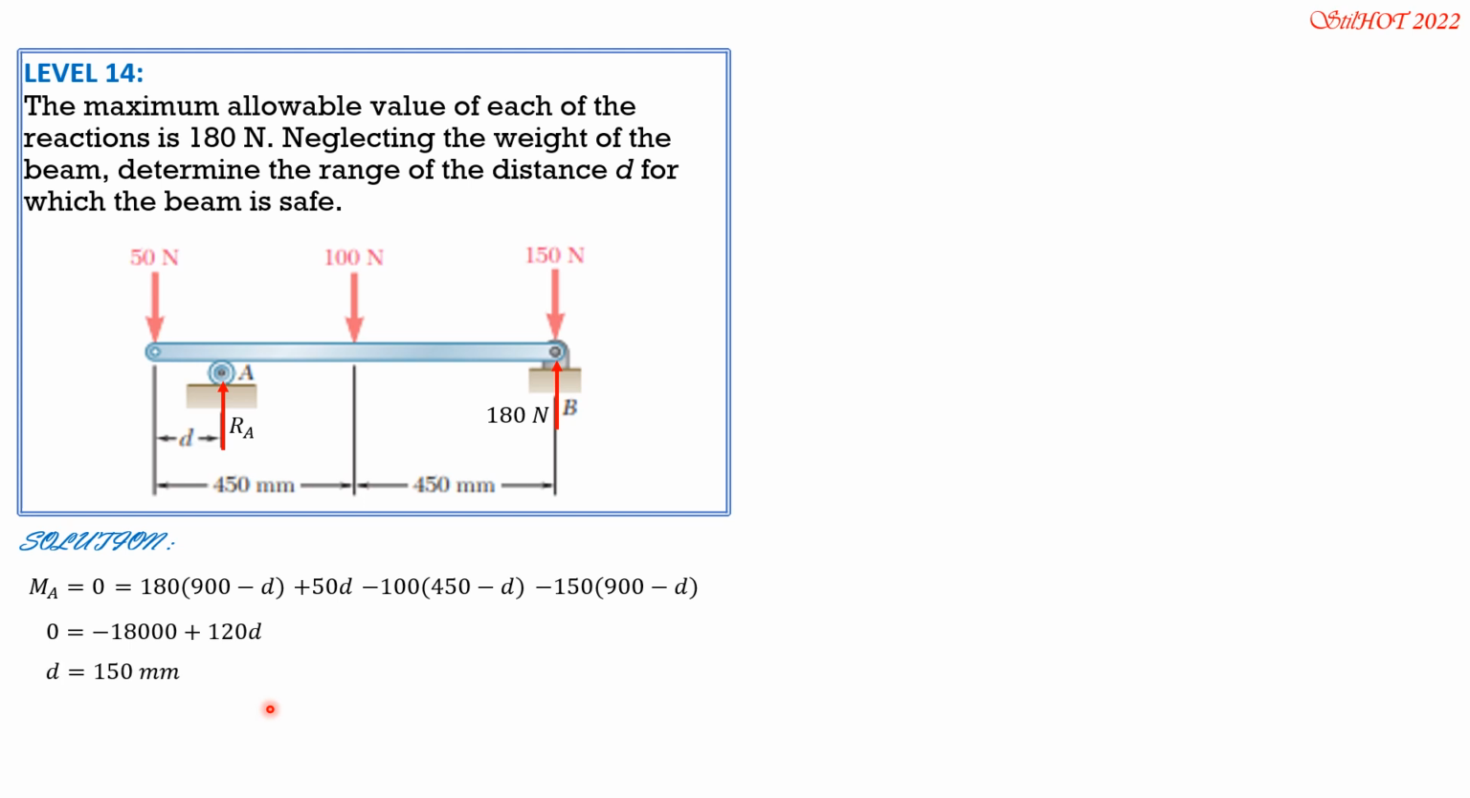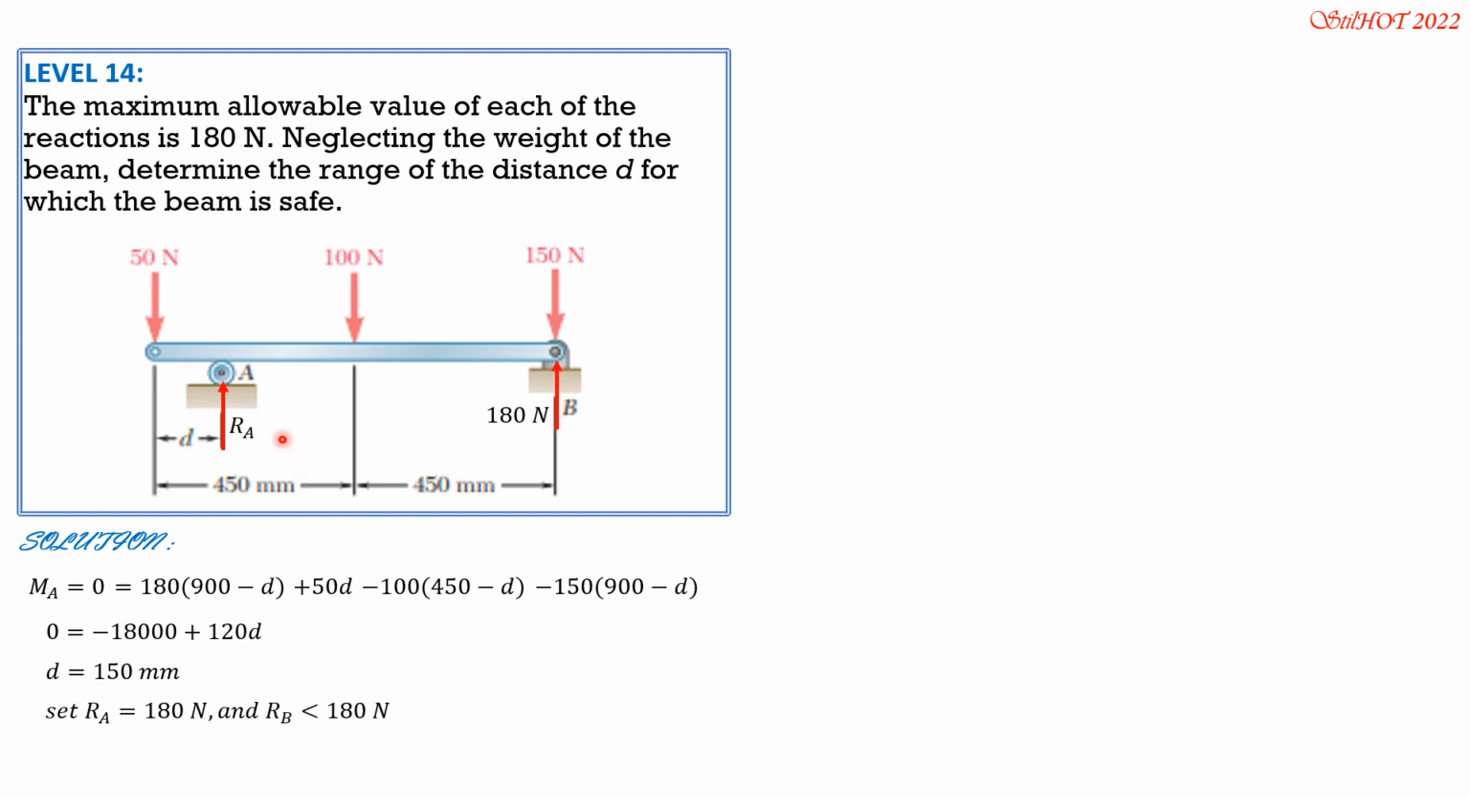D is 150 mm. For maximum D, the 50 Newton load should be here, so that RA will be 180 and RB will be less than 180. So if the 50 load is somewhere here, then RA will be high and we limit it to 180. Then RB would be 120 only. So set RA equals 180 and RB will be less than 180, definitely 120.